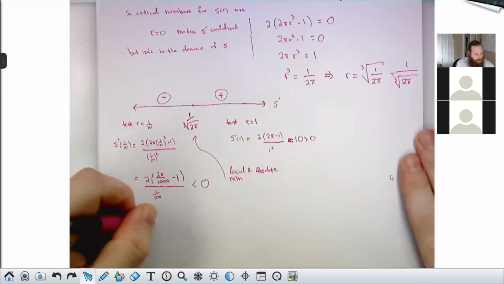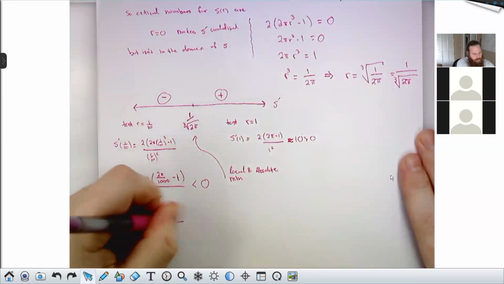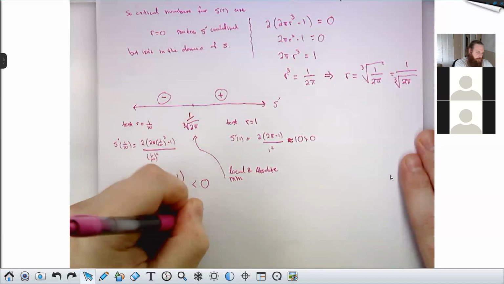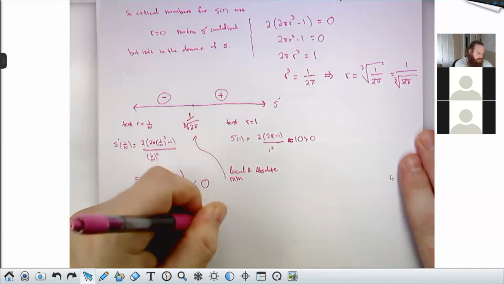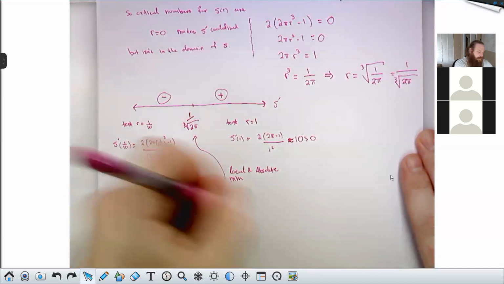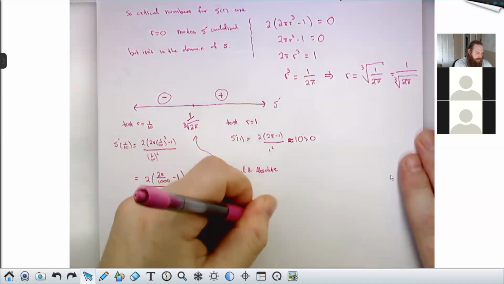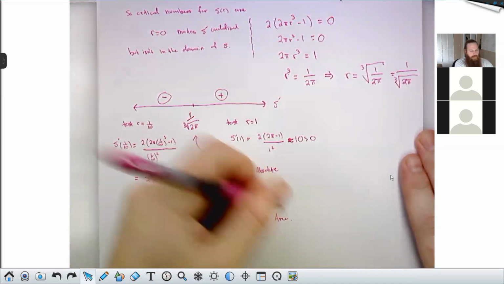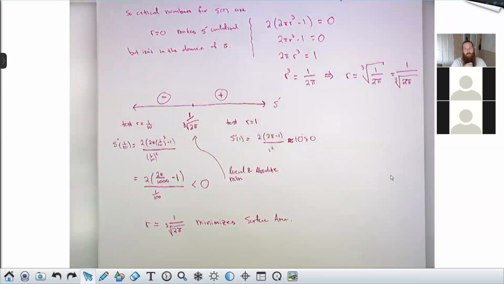So r is 1 over the cube root of 2 pi. This minimizes the surface area. They asked us for all the dimensions of the can. The other dimension that we need here is the height.